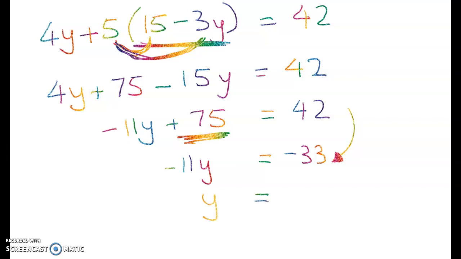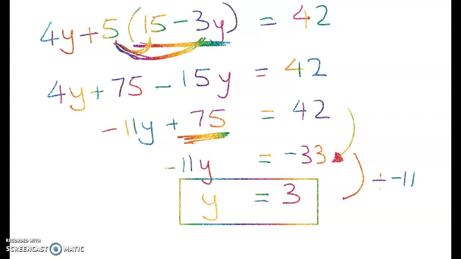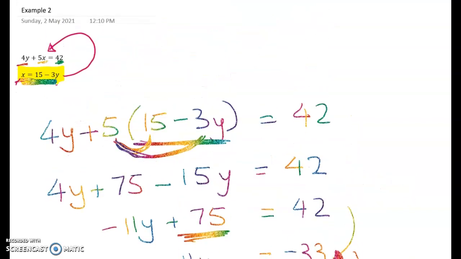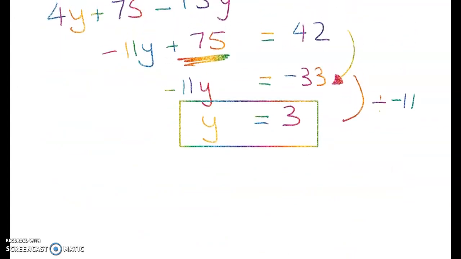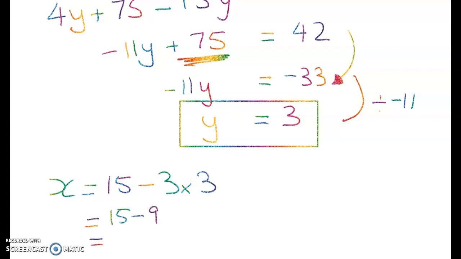So that gives me y is equal to 3, right? What am I doing for that last step? Well, I'm dividing by -11. Okay, but we're not finished. As before, we've got our y value, but we need to go all the way back and get our x value. So looking back at those two original equations, we can see that that x equation, this one here, is that x is equal to 15 minus 3y. Okay, so x is equal to 15 minus 3 times 3. So x is equal to 15, take away 9, which is equal to 6.